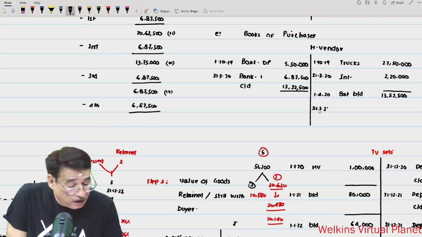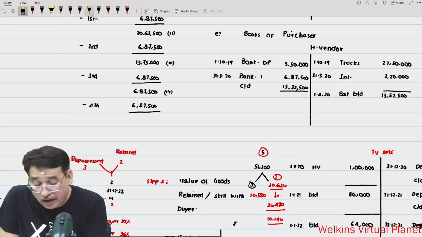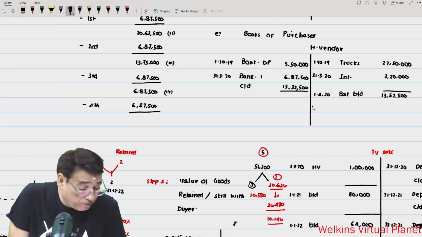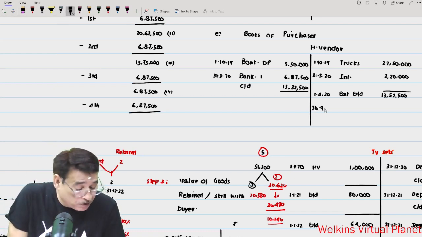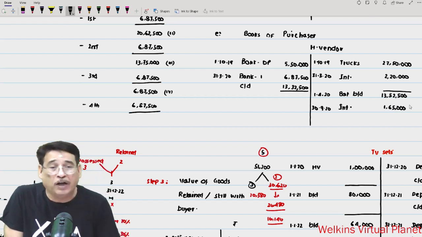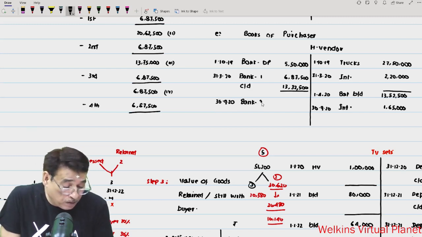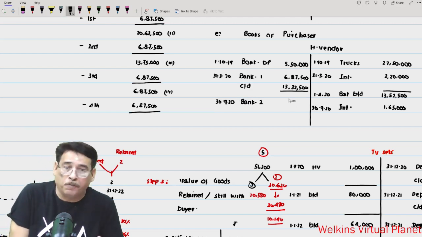Now we will reach 30th of September, after 6 months, because we have to pay a 6 monthly installment. So on 30th of September 2020, by interest for the second installment which we computed, 5,50,000 into 3/10, 1,65,000. Now, on 30th of September 2020, you were supposed to pay the second installment, which you did not pay.